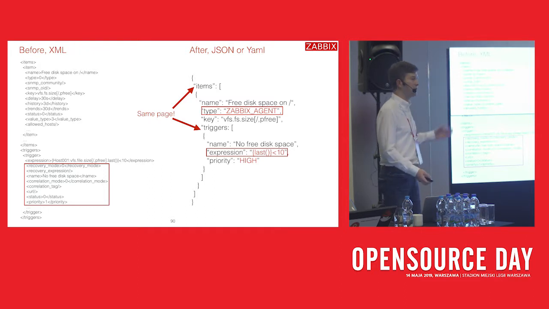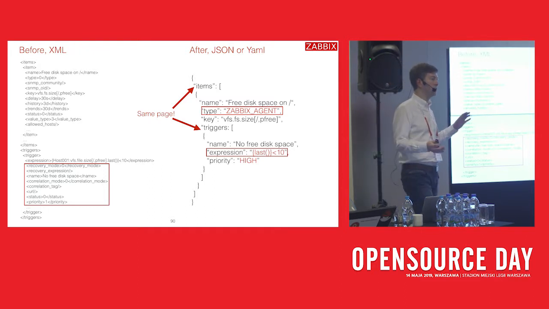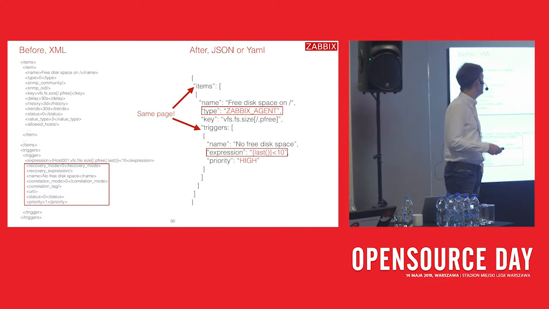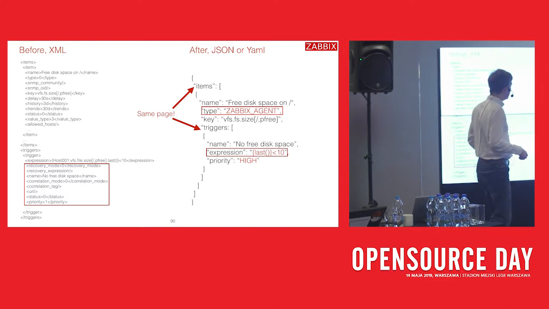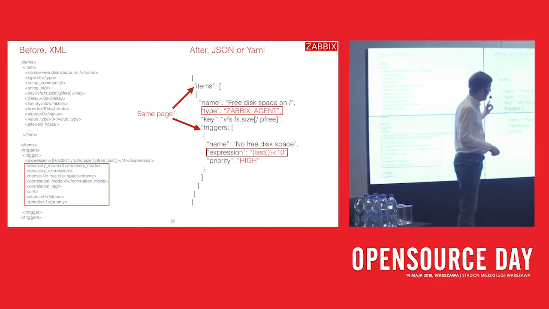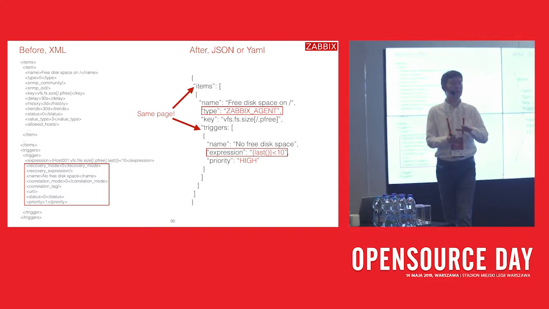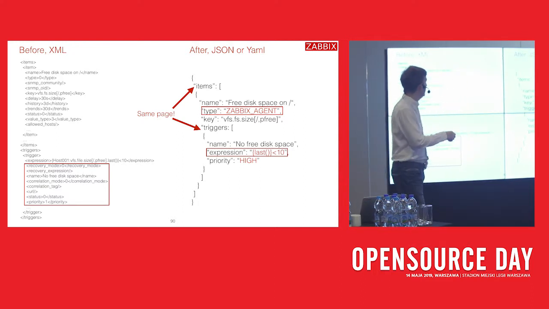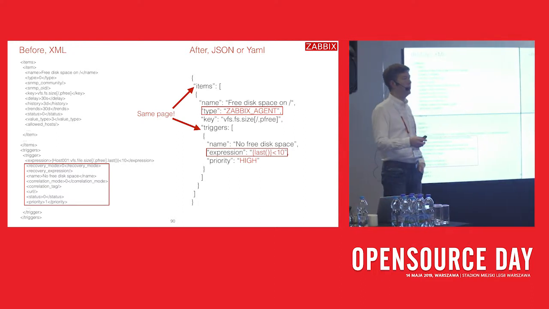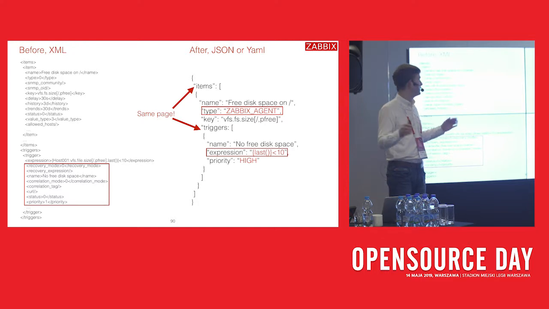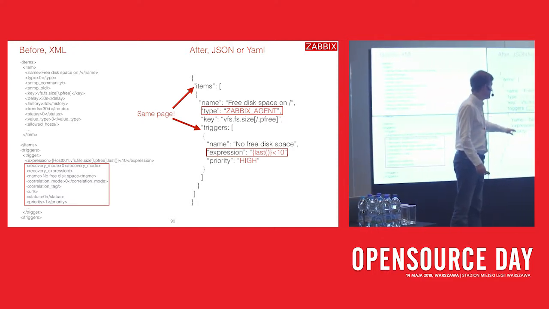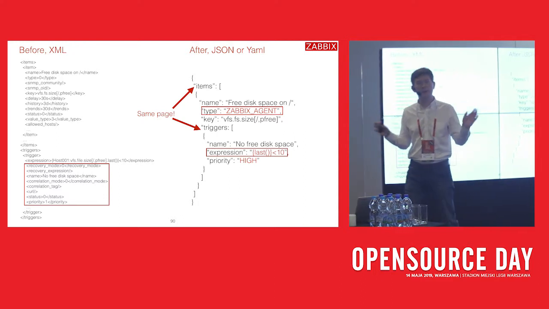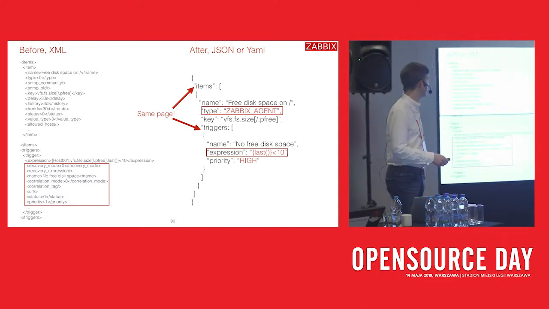So the idea is to simplify it and switch to another default format. It could be JSON or YAML. It's not decided yet. And also to have a very limited number of mandatory attributes. In the case of an item, it could be only name and key, nothing else. If we are talking about a trigger, the name and expression, that's only two mandatory fields, nothing else. Okay?